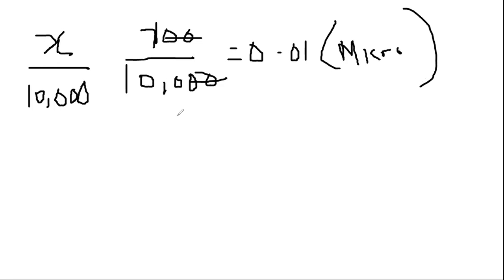Do your mathematics. 900 divided by 10,000. It will also give you what? 0.09. So in other words, class, a micro lot size is a lot size that ranges from 0.01 to 0.09. You understand? A micro lot size is a lot size that ranges from 0.01 to 0.09.